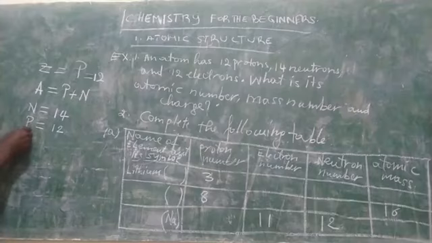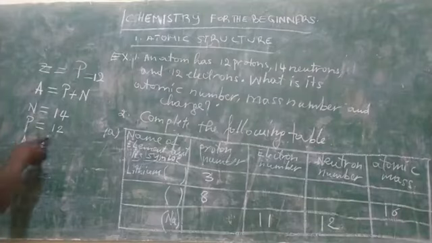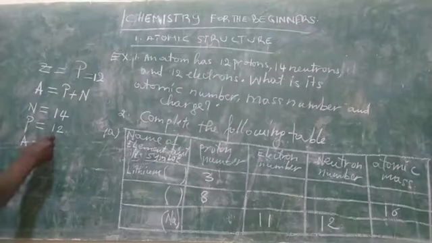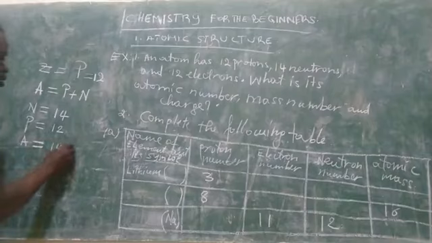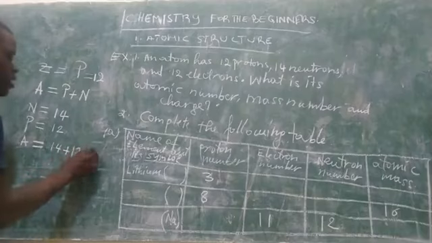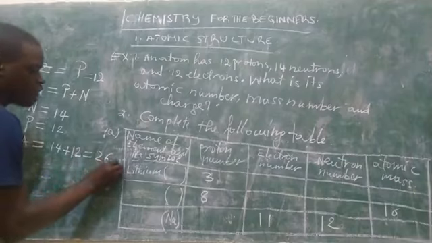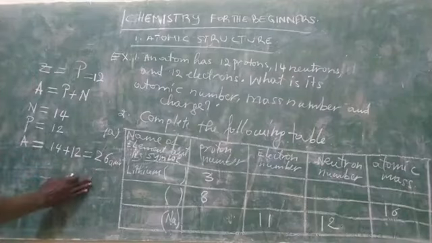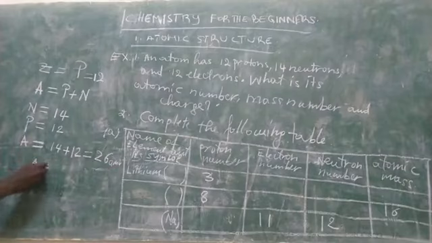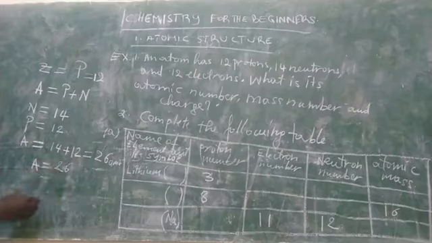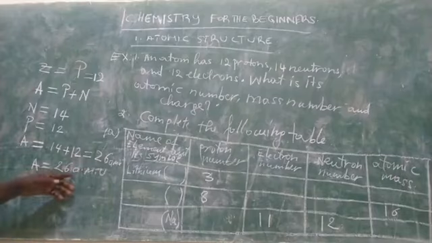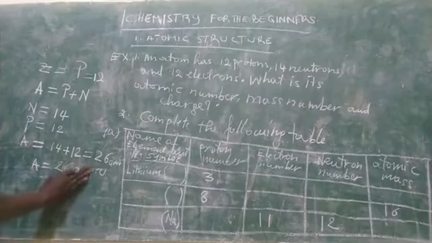So this means that the atomic mass, or mass number, is equal to 14 plus 12, which is equal to 26 AMU. So the atomic mass is equal to 26 AMU. AMU means atomic mass units.